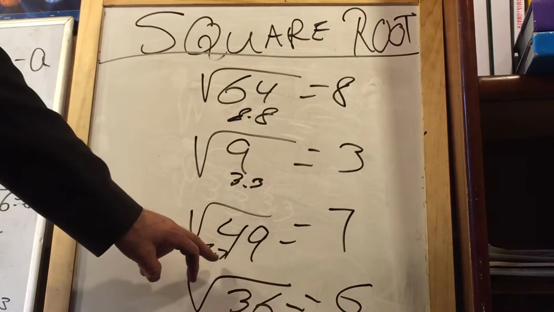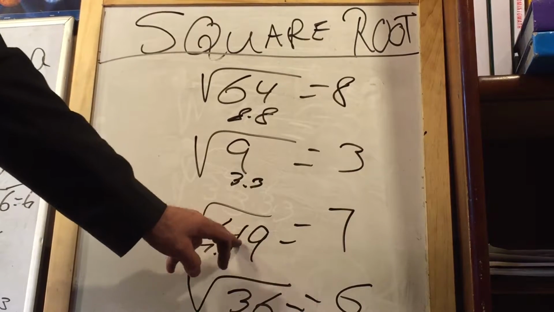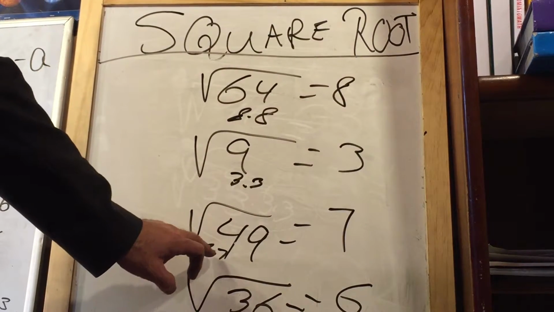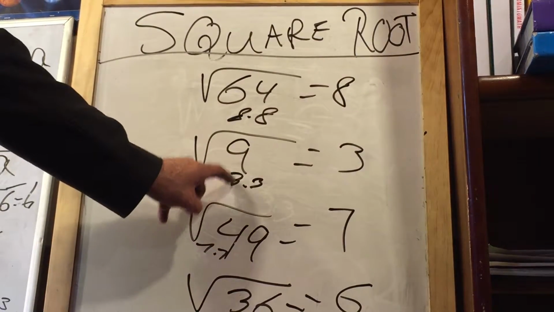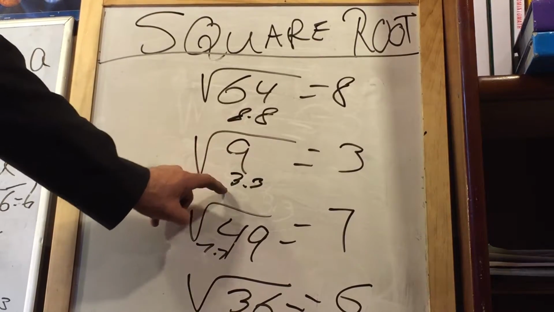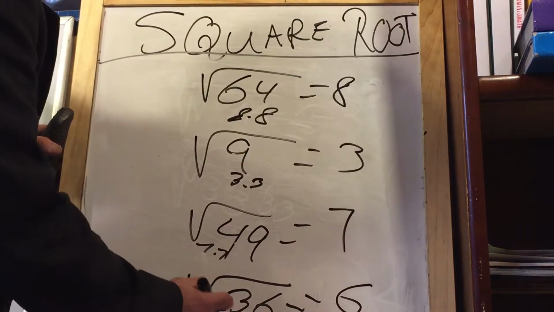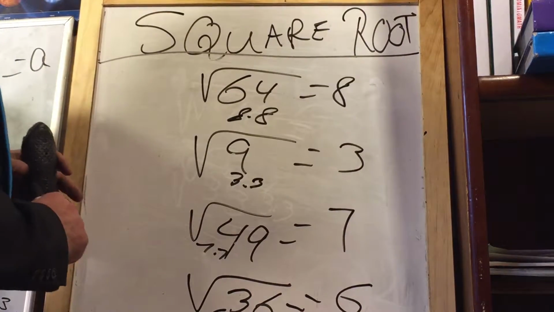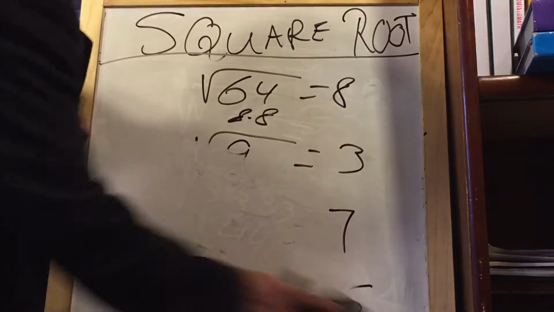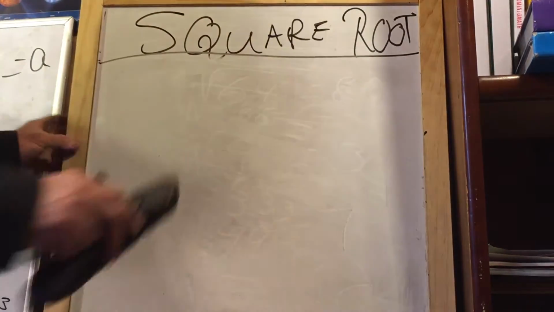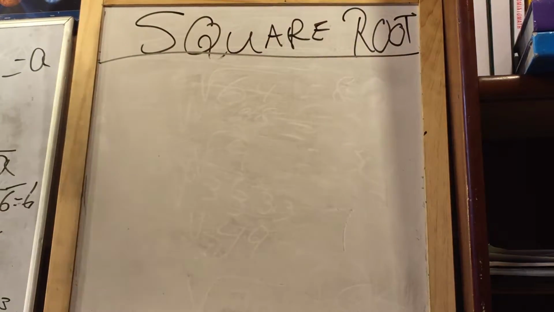Which means the number you multiply by itself twice to get the number underneath. So what is the number? So it's 7, right? Over here, what is the number multiplied by itself to get 9? So it's 3. Same thing. And here 6 times 6, right? Okay. Now, let's do some rules like we did with the exponents.